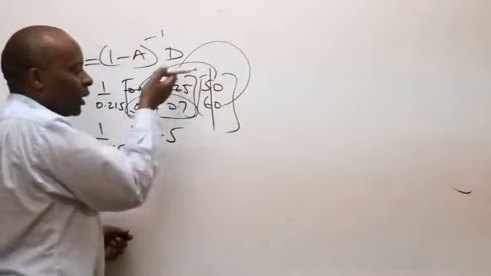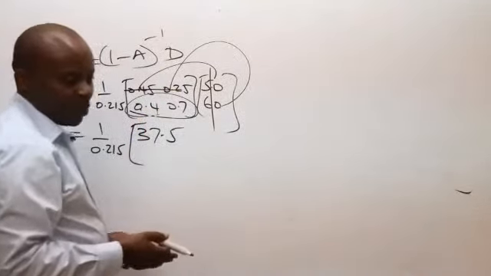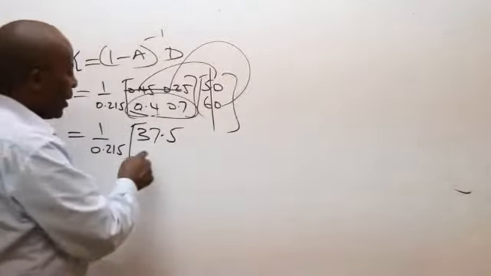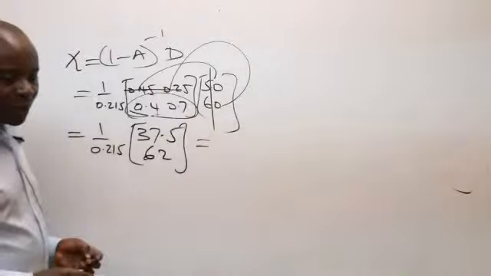So you talk of 0.4 times 50 plus 0.7 times 60, and you give me a figure. What figure do we have? 62. I'm being given a figure of 62. Thank you very much.